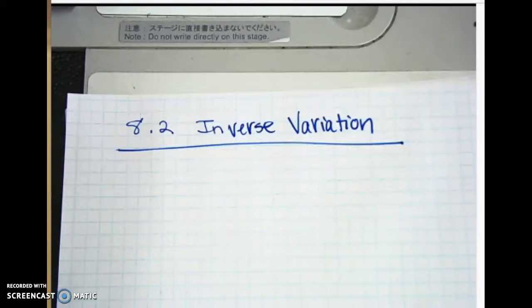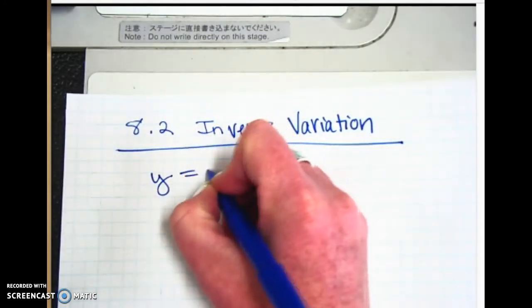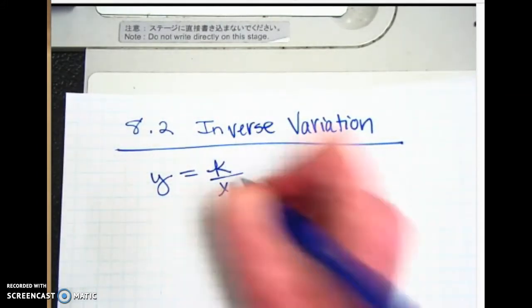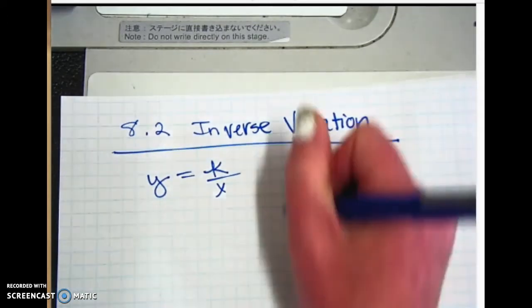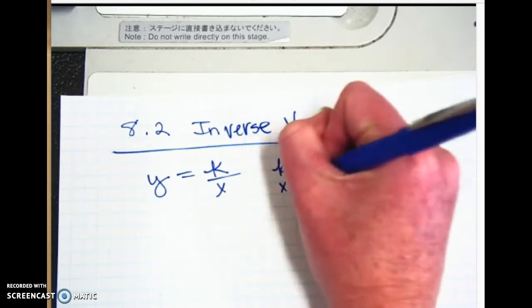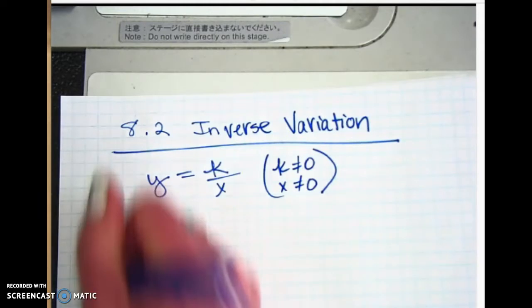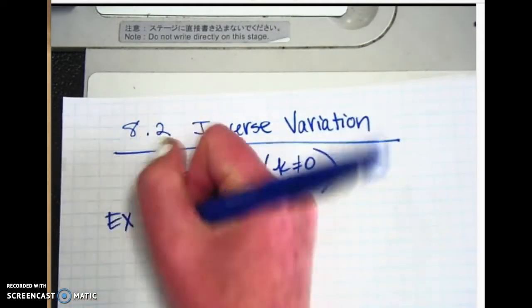Information. Today we're looking at inverse variation, and the equation is y equals k over x, and two of those variables can't be 0. K can't be 0, and x, because it's in the denominator, can't be 0. Okay? So you're going to see a couple problems.